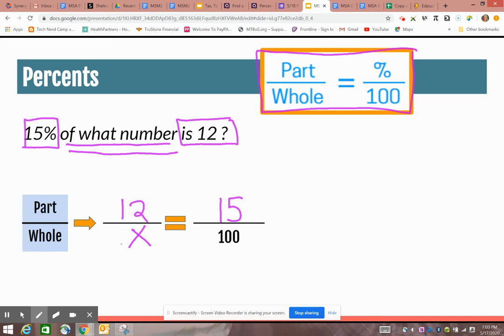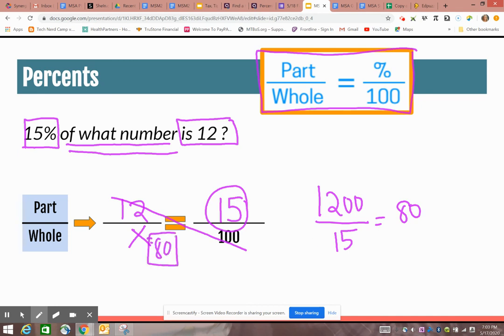2 ratios that are equal are called a proportion. I can use cross multiply and divide to find that. That's one method we can do that. And so when I get that 100 times 12 is 1200 divided by 15, which gives me a final solution of 80. And let's just double check to make sure that makes sense. 15% of 80 is 12. Yep, that makes sense. I know that half of 80 is 40, so 12 is much lower. 12 out of 80 would be the same as 15 out of 100.